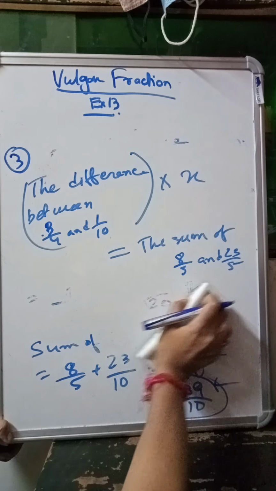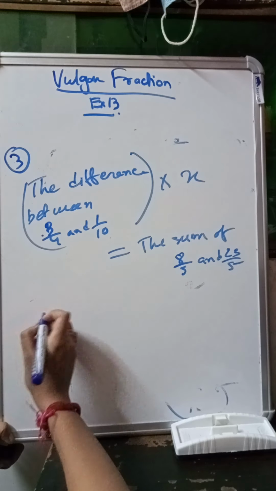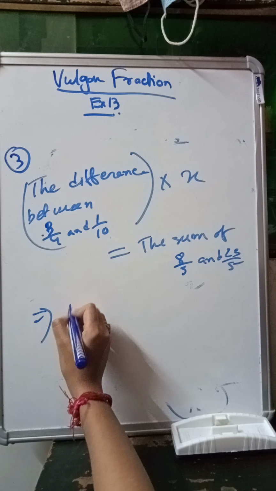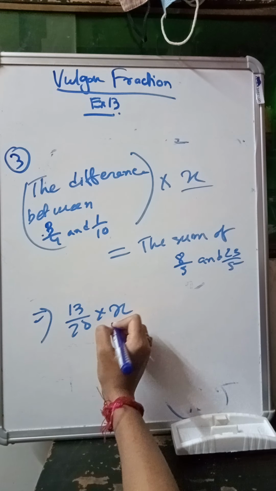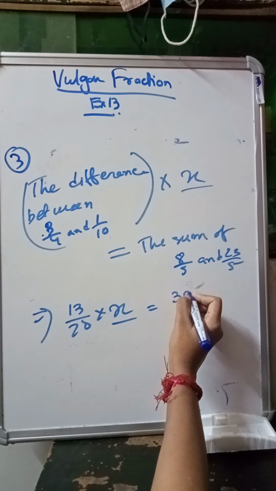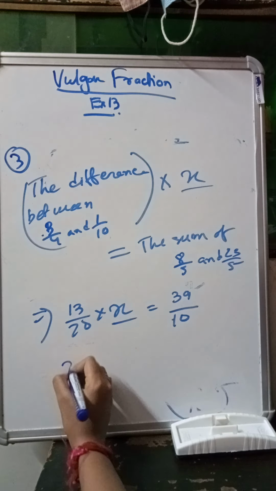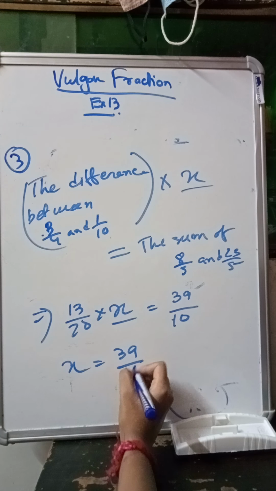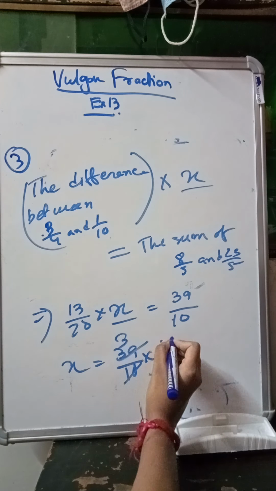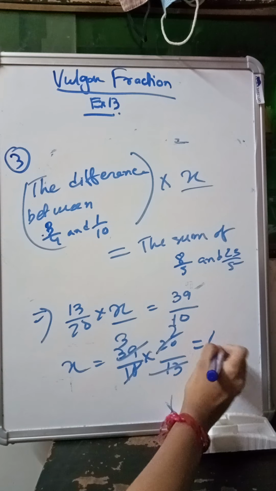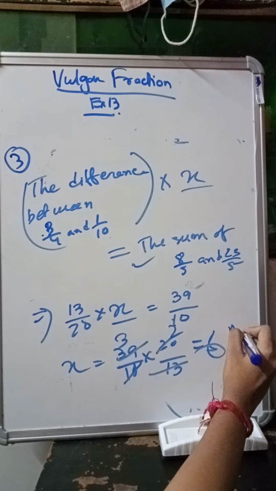What was the difference? The difference was 13 by 20, into x, where x is how many times we are considering, and this is 39 by 10. So x will be 39 by 10 into 20 by 13. If I cancel this out, I will get 6. So 6 times we have to multiply this difference to get this sum. So the answer will be 6.